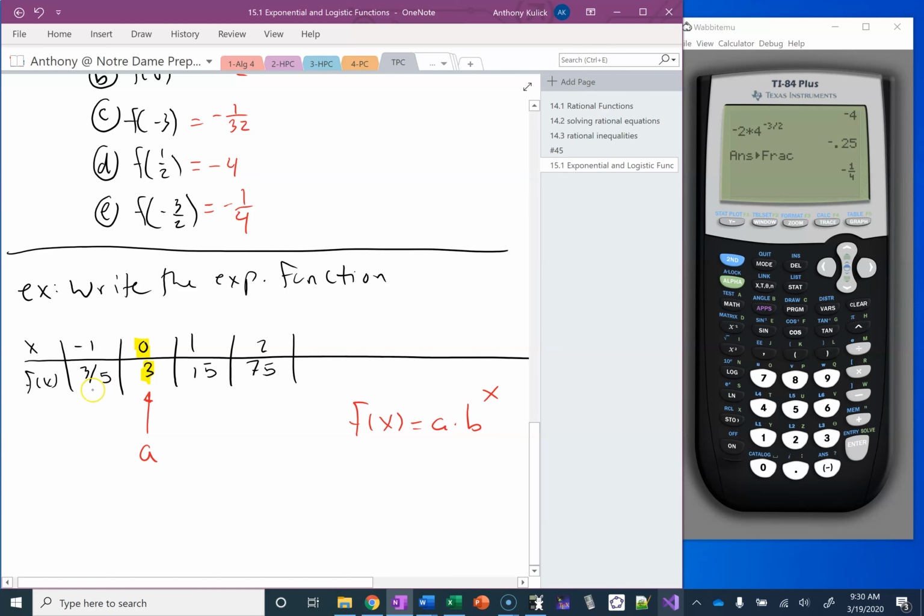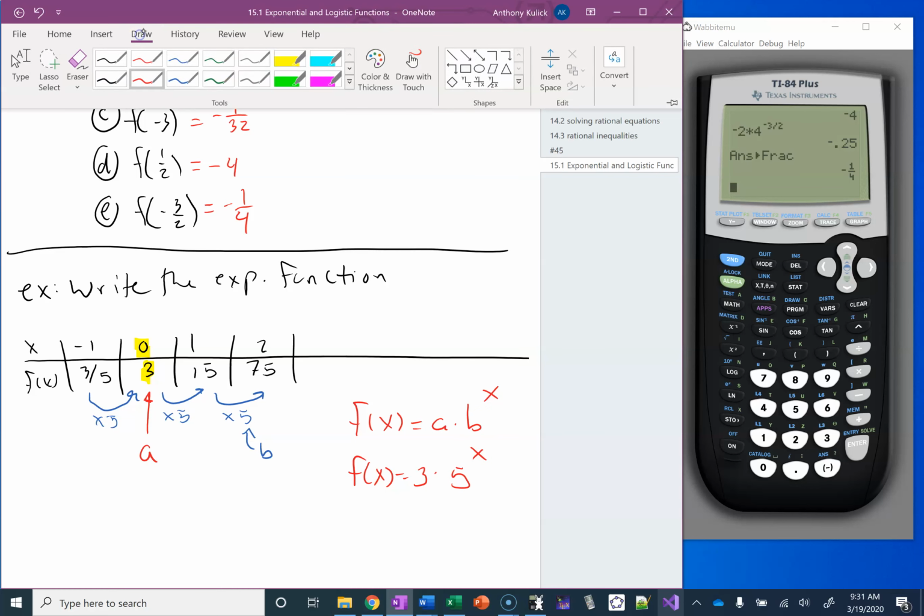Next, I'm going to look for a constant multiplicative factor. So I see that 3/5 times 5 gives me 3. 3 times 5 gives me 15. And 15 times 5 gives me 75. So what this tells me then is my value for b. So that's everything I need to know. So I can say f of x is equal to 3 times 5 to the x.